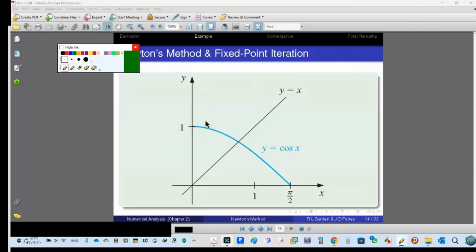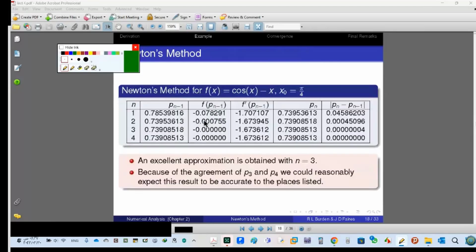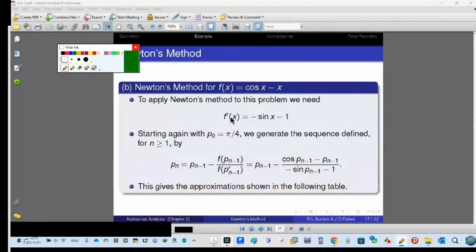In our book, this is our fixed point. We know the fixed point. This is the new method. f prime here is minus sine x minus 1. Here he gives me the first point, p0 is pi over 4. So p_n equals p_{n-1} minus f(p_{n-1}) over f prime(p_{n-1}). f is cosine p_{n-1} minus p_{n-1}, over minus sine p_{n-1} minus 1.